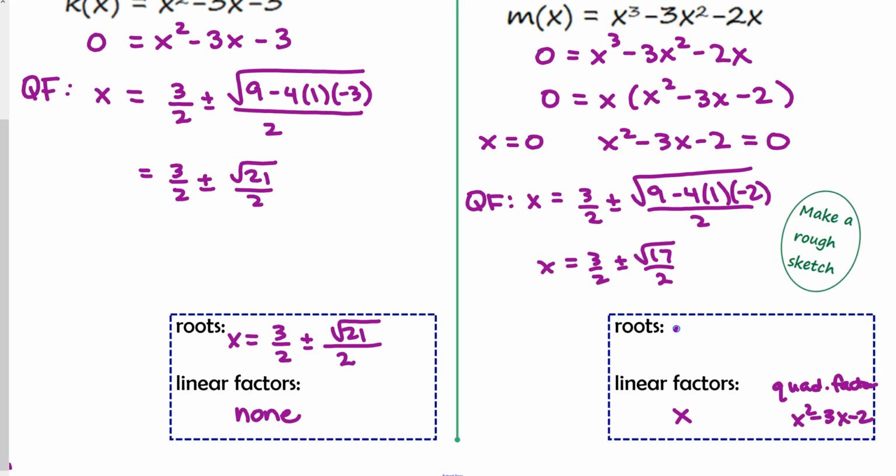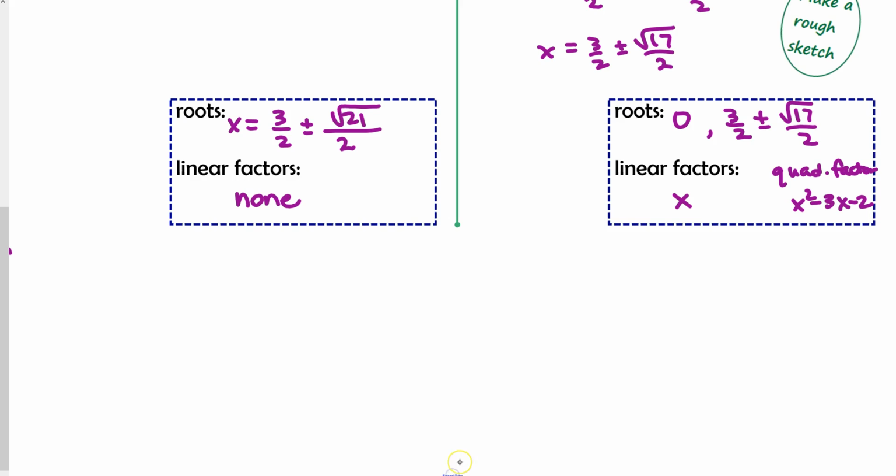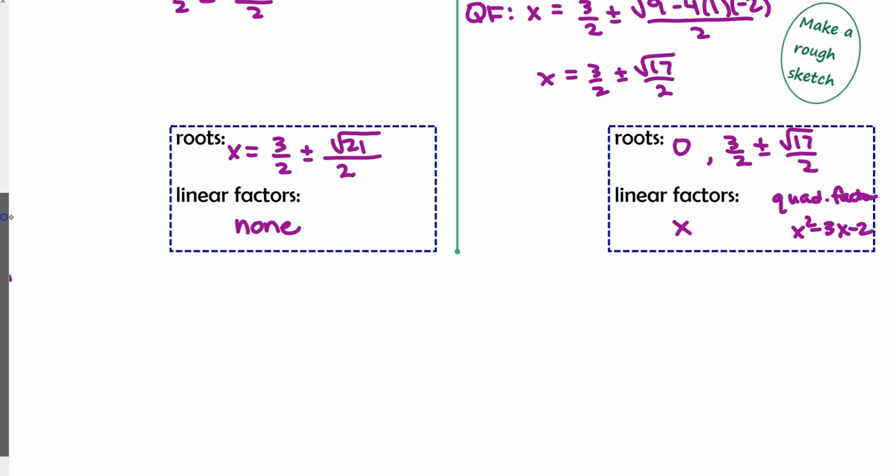And the roots are 0, so don't forget about the one we found earlier. 0, and then also 3/2 plus or minus square root 17 over 2. Okay, we have a bonus in this problem. Notice it says make a rough sketch.